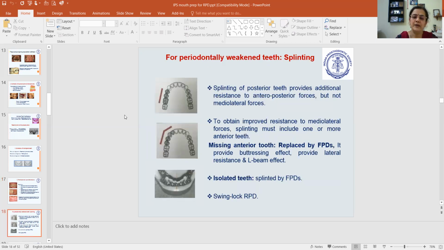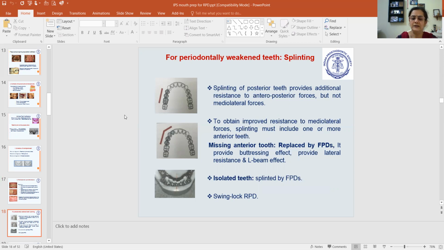Again, for periodontally weakened teeth, splinting is advised. Splinting of posterior teeth provides additional resistance to anteroposterior forces, but not mediolateral forces. So, to obtain improved resistance to mediolateral forces, splinting must include one or more anterior teeth, and the canine tooth is preferred. The canine is preferred because it is the strongest, has the longest root with sufficient proprioception, and it is a corner tooth that distributes the stresses evenly.